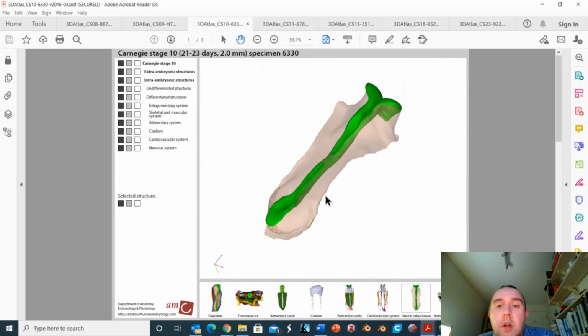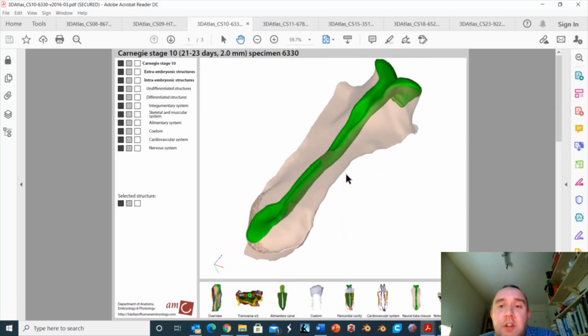Now, this is the stage at which things can go wrong. What you've got to imagine is that this neural tube, starting from this region, which in the adult corresponds to the cervical region, is going to zip up along its length. It's going to zip up cranially to form the brain, and it's going to zip up caudally to form the spinal cord.